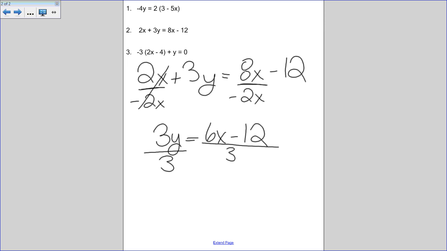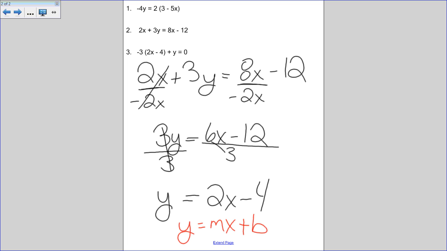Okay? So this one becomes y equals 6 divided by 3 is 2x, and negative 12 divided by 3 is negative 4. Y equals 2x minus 4. Does this look like y equals mx plus b? I think so. We have an m, or a slope of 2, and a b of negative 4.